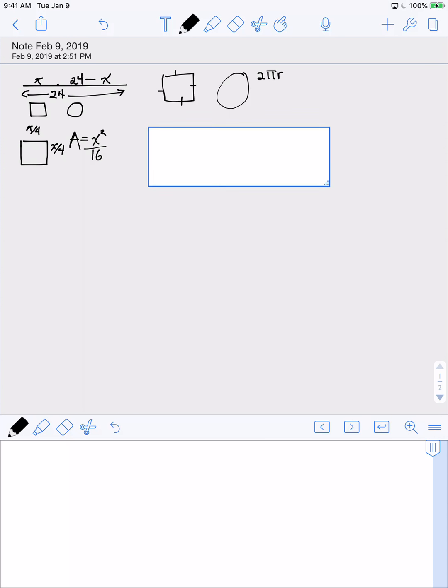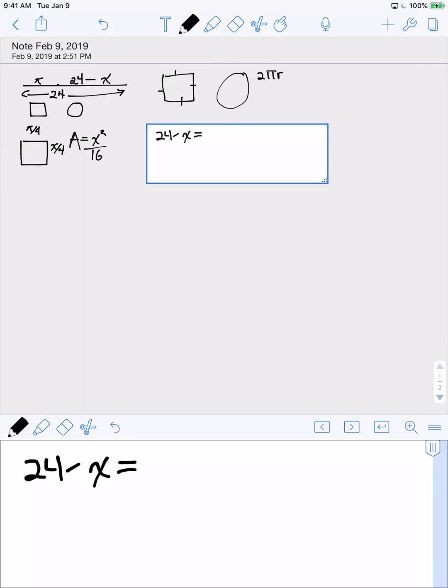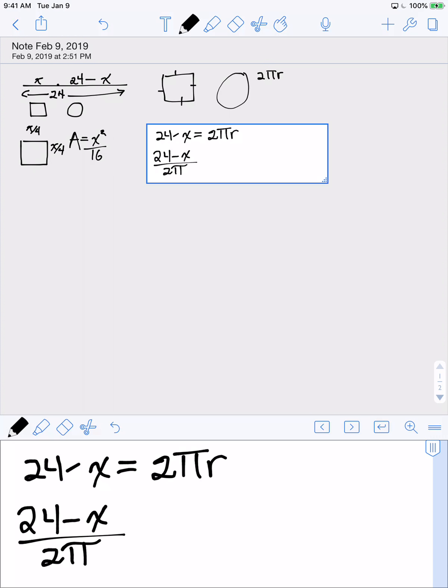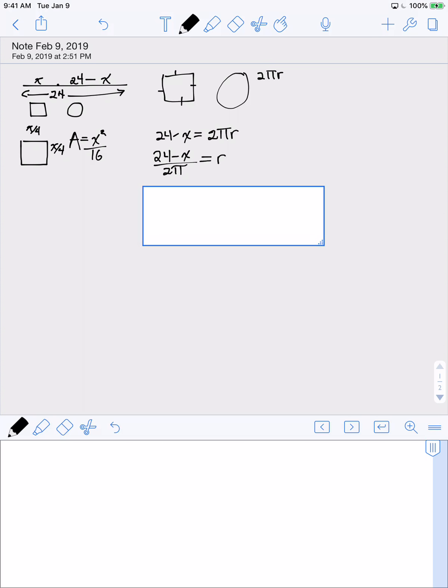Now, the rest of the wire, which is 24 minus x, was bent to make the circle. So 24 minus x equals the circumference. So 24 minus x equals 2 pi r. And I'm going to solve for r here because remember everything has to be in terms of one variable. So (24 minus x) over 2 pi, that's the length of the radius. And what's the area of a circle? Well, the area of a circle is pi r squared, and we've already solved for r.